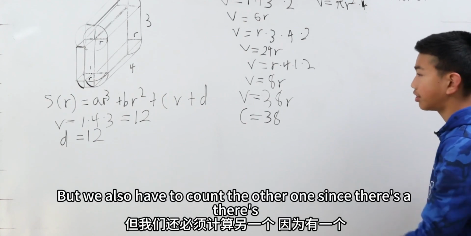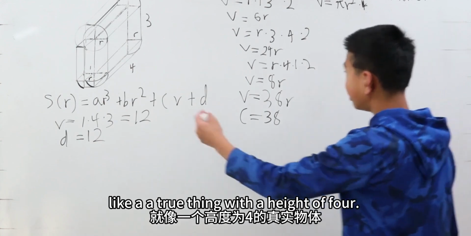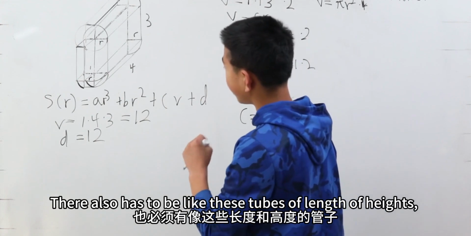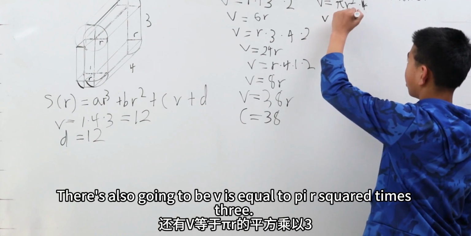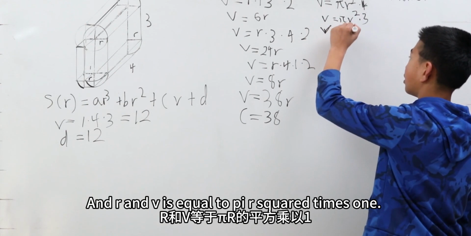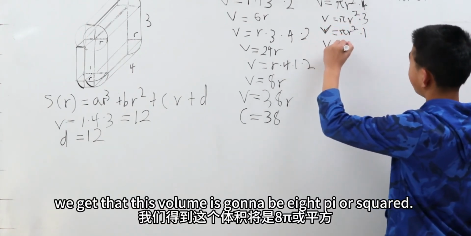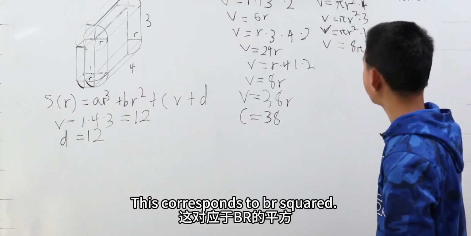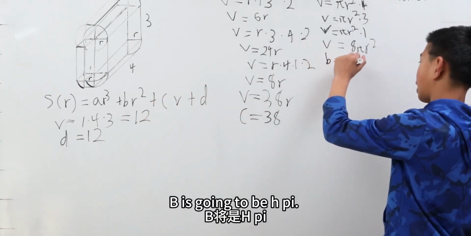But we also have to count the other ones, since there's a tube with a height of 4. There also have to be tubes with heights 1 and 3. So there's also V equal to pi r squared times 3, and V equal to pi r squared times 1. Summing up all these values, the volume is going to be 8 pi r squared. This corresponds to BR squared, so B is going to be 8 pi.